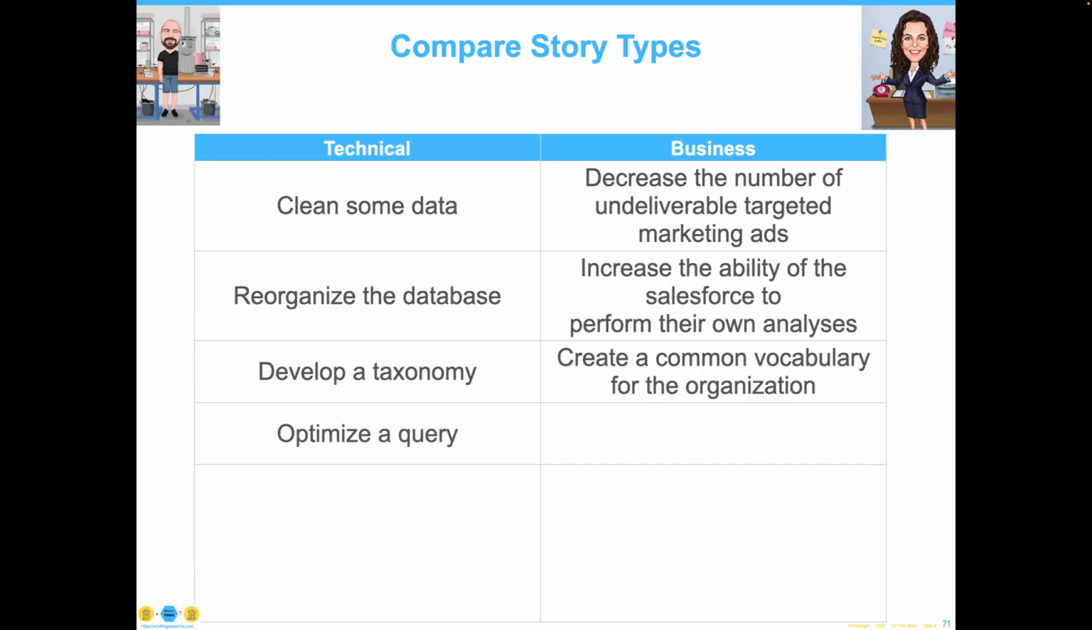I'm going to optimize a query. Woohoo. On the other hand, I did this once. I shaved a second off of a task that ran 1 billion times a day. You can add those numbers up.